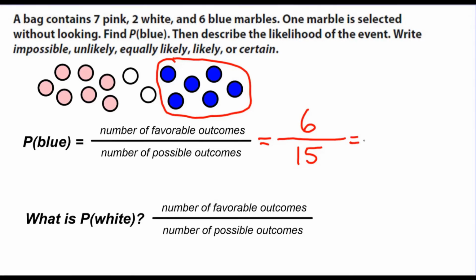And we can simplify that ratio to 2/5. So a 2 out of 5 chance that you're going to get a blue marble. Or we can express that as a decimal, which is 4/10, or as a percent, which is 40%. So there's a 40% chance that you will pick out a blue marble from the bag.